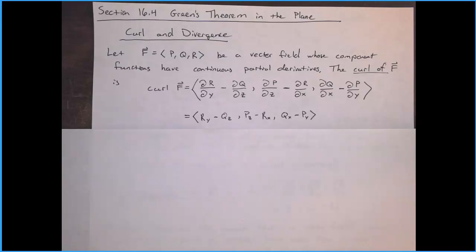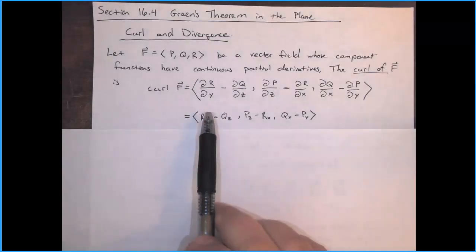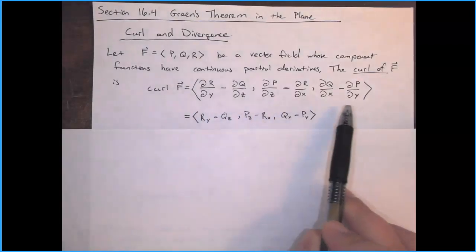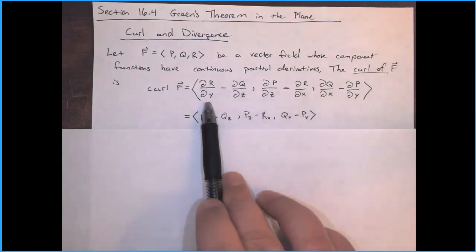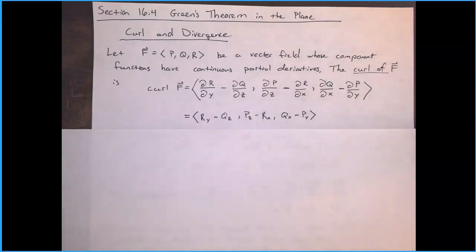But a couple things to notice about curl. Curl is vector valued, so given a vector field, you take the curl, you get another vector field. And also, if you notice, these were the three conditions we had to check when we talked about conservative vector fields, that these three pairs were equal to each other. So that means if our vector field is conservative, then the curl is 0.